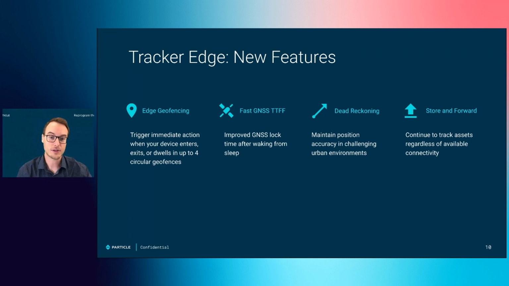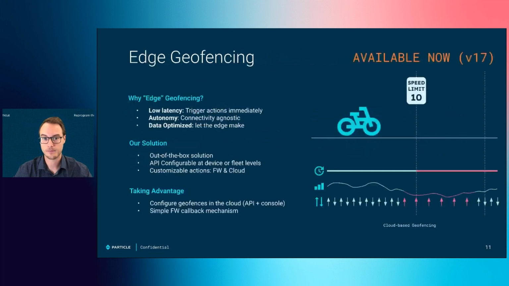The rest of these features, fast GNSS time to first fix, dead reckoning support, and store and forward, are brand new features that we're excited to roll out to Tracker Edge, and to your fleets. So let's dig into each of these in more detail, and I'll show you how we're making it really easy to use them. First, we're going to talk about edge geofencing, and I specifically want to highlight the edge part.